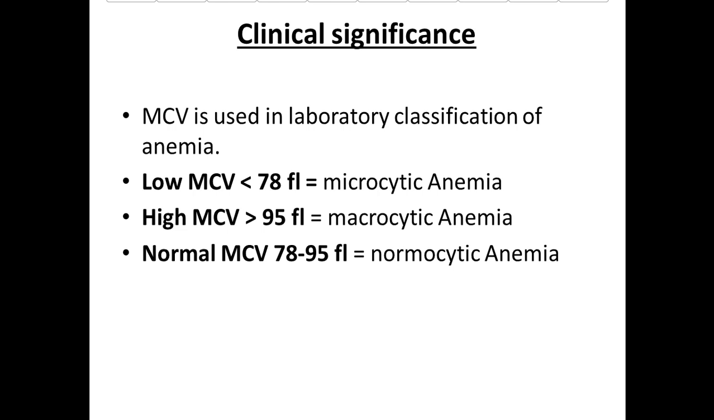Regarding its clinical significance, low mean corpuscular volume indicates microcytic anemia, that is iron deficiency anemia or thalassemia, while high mean corpuscular volume indicates macrocytic anemia, that is vitamin B12 or folic acid deficiency, while normal mean corpuscular volume, 78 to 95 femtoliter, indicates normocytic anemia.